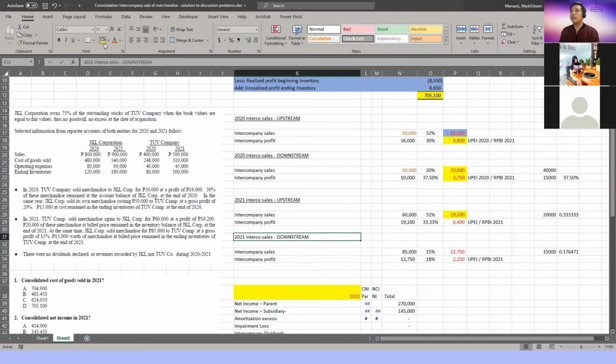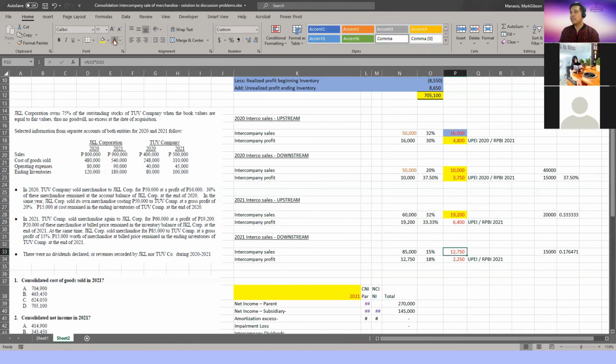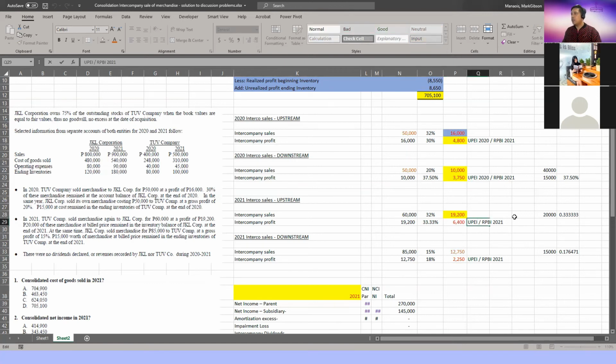So let's have 2021 naman, downstream. So meron din downstream. So magkano naman? That's 85,000 to TUV company at a gross profit of 15%. So that's 12,750. Intercompany profit, 12,750 multiplied by 18%, or 2,250. Pag-usapan nga muna natin to briefly. Paano na-compute yung 18%? Sabi dyan, 15,000 pesos worth of merchandise at billed price. So that's 15,000 over 85,000 or 17.6471 or 18%. Okay. So again, this is your unrealized profit ending inventory 2021 and RPVI 2022.